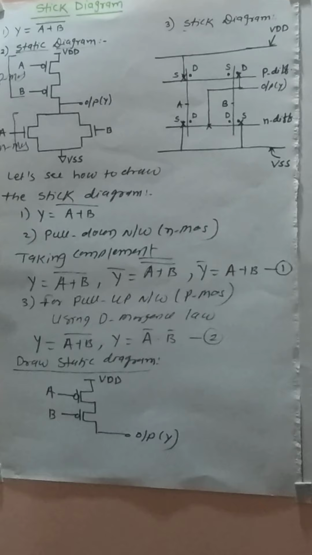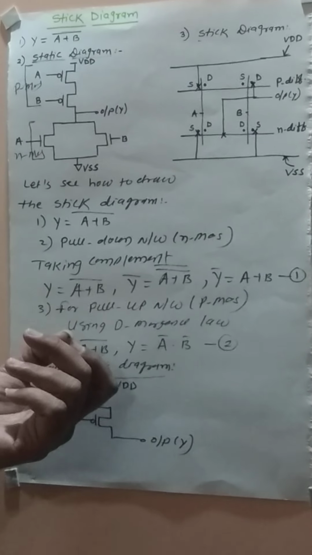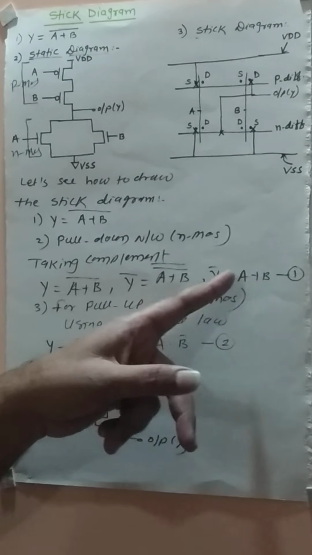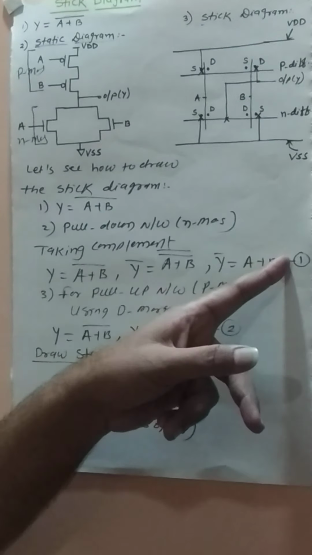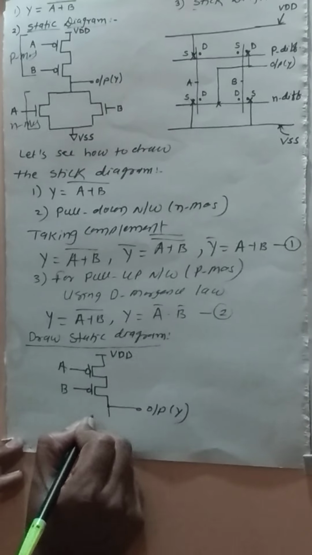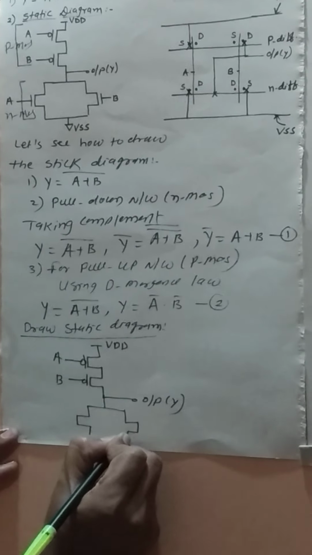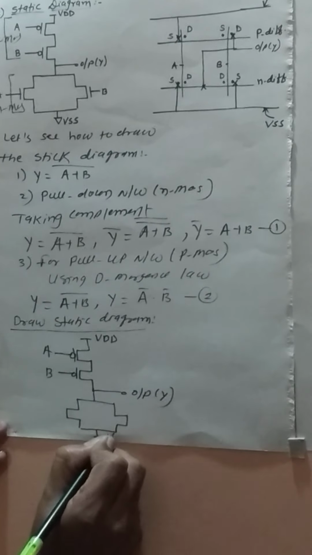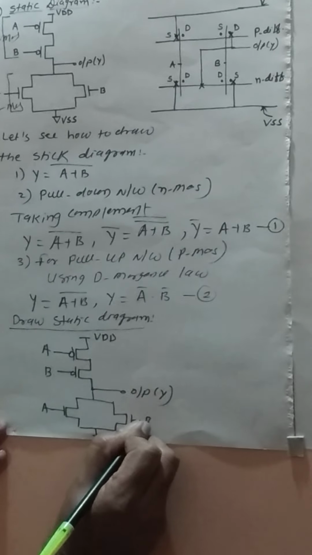Now next draw the NMOS. In NMOS, source of NMOS is connected to VSS, and now from equation number 1, the terms are adding, means both the transistor A and B connected in parallel. So let's draw the parallel combination of transistor A and transistor B. This is the parallel combination, and source of NMOS is connected to VSS. This is A and this is transistor B.